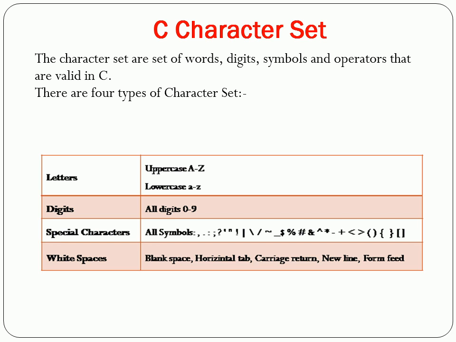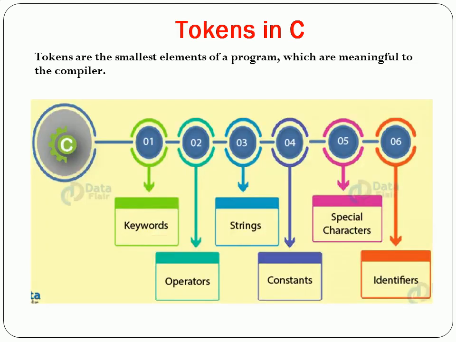There are 4 types of character sets available in the C programming language. They are letters, digits, special characters, and white spaces. The combination of letters and digits is called alphanumeric. Now with this, we shall move on to the next stage, where we discuss C tokens.